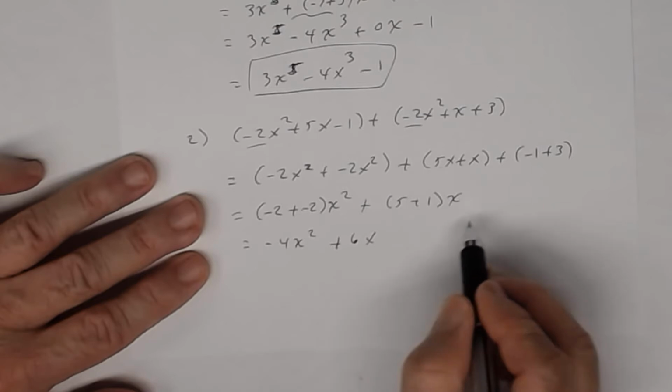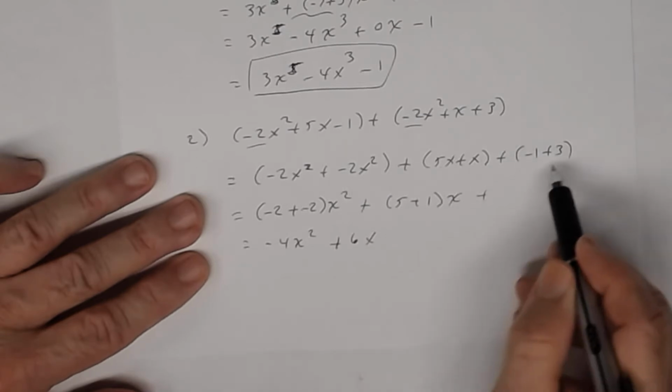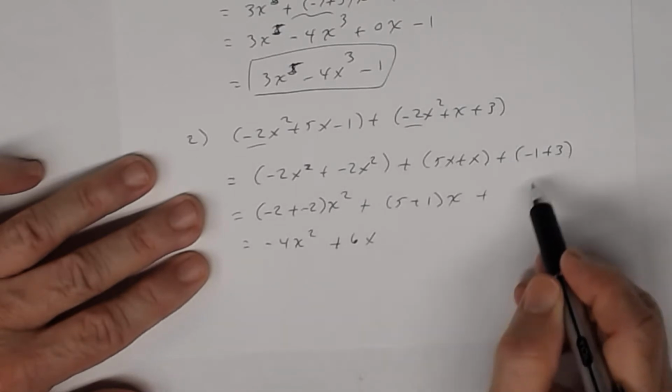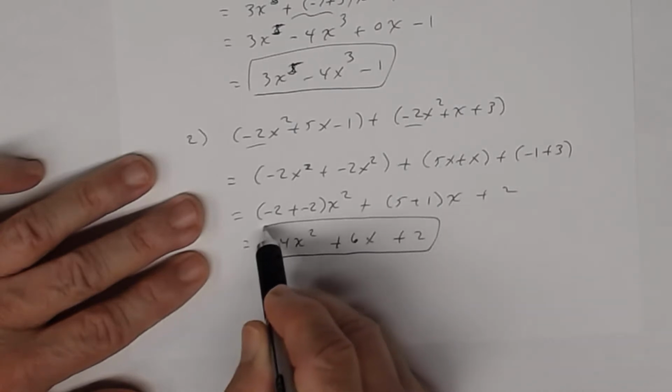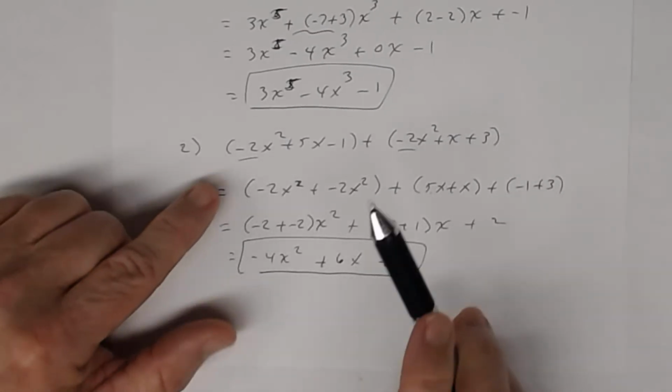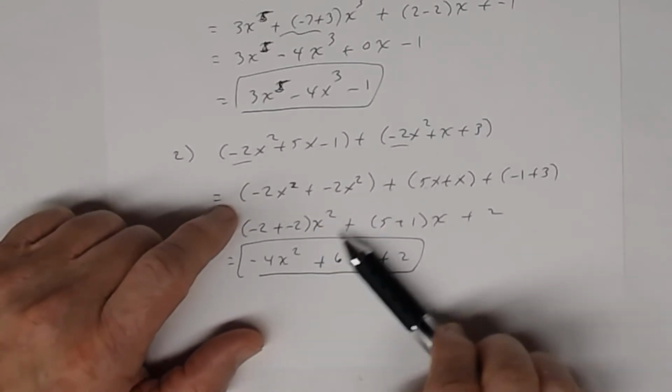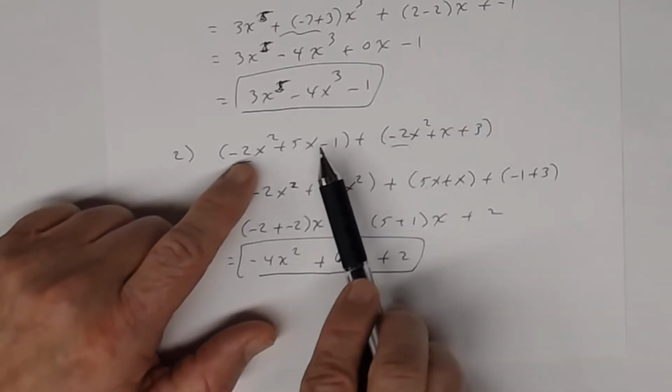So plus 6x. And then a negative 1 plus 3 is 2. So you can say plus 2. And there's your answer. Okay? And remember what's happening though. Okay? So all of this is in your mind. Think about it. Combine like terms.